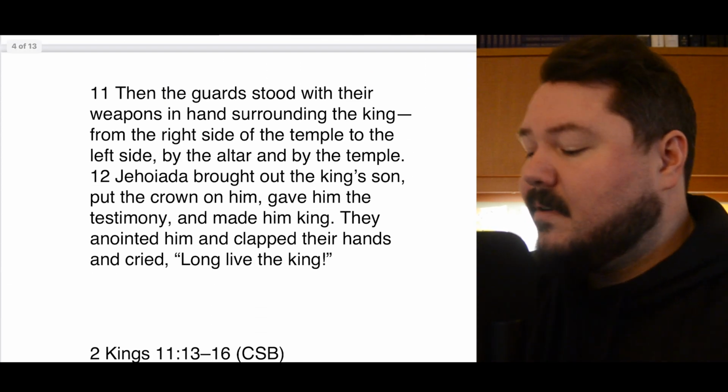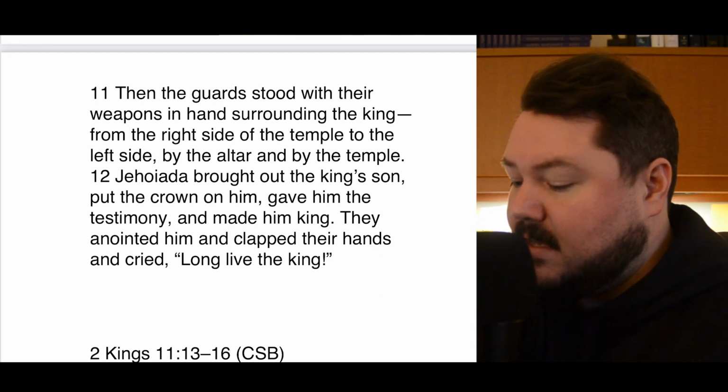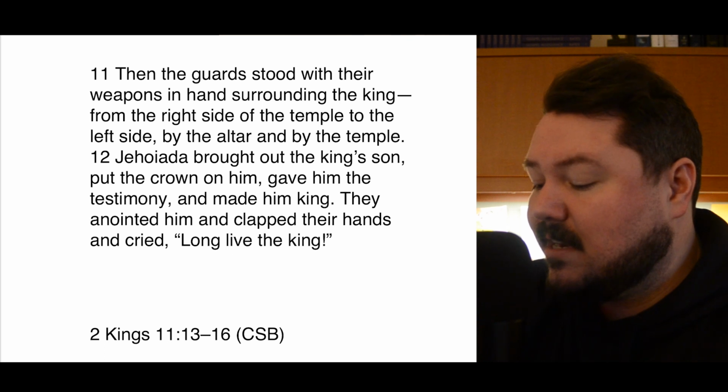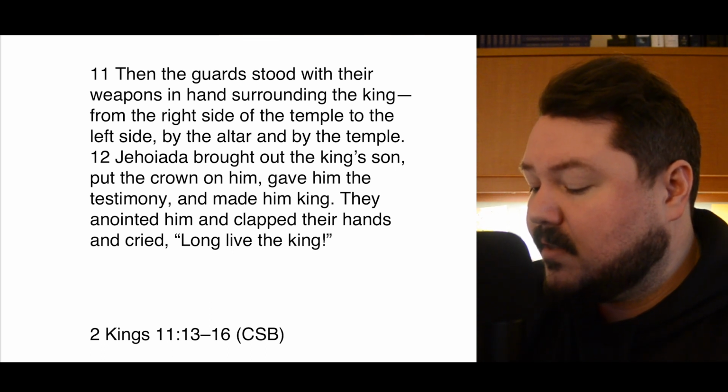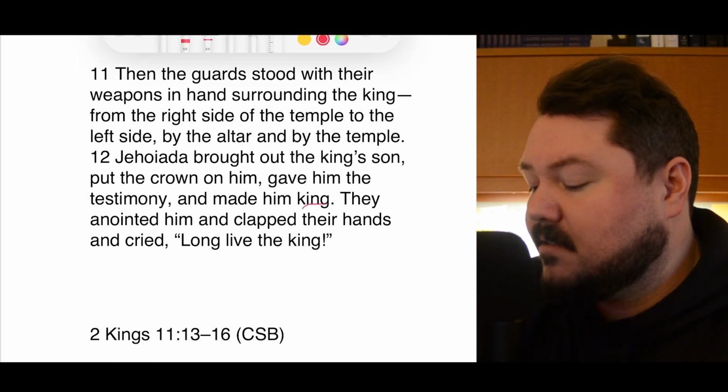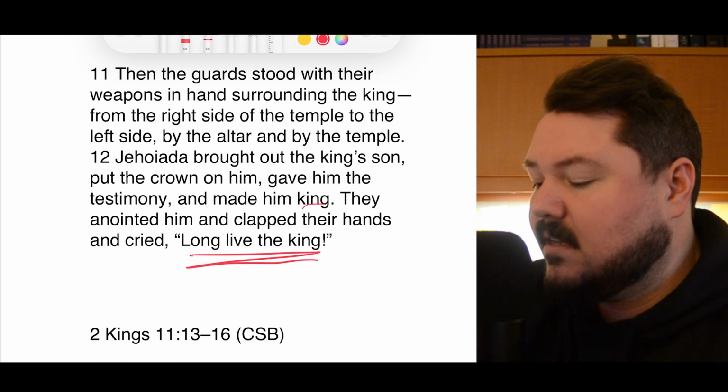Then the guards stood with their weapons in hand, surrounding the king, from the right side of the temple to the left side, by the altar and by the temple. Jehoiada brought out the king's son, put the crown on him, gave him the testimony, and made him king. They anointed him and clapped their hands and cried, "Long live the king."